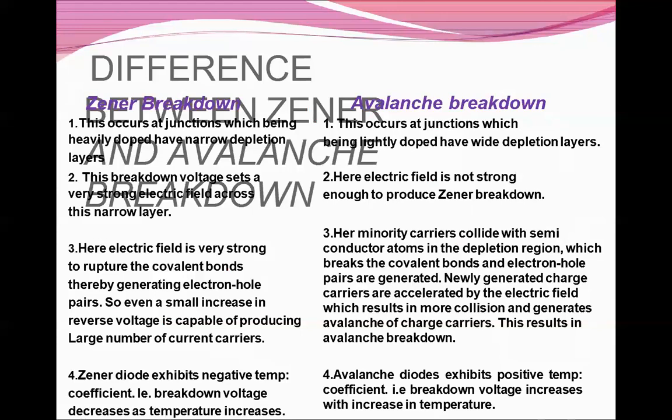Here, minority carriers collide with the semiconductor atoms in the depletion region, which breaks the covalent bond and generates an electron hole pair. The newly generated charge carriers are accelerated by the electric field, which results in more collisions and generates an avalanche of charge carriers, resulting in the avalanche breakdown. Zener breakdown exhibits a negative temperature coefficient, but avalanche breakdown exhibits a positive temperature coefficient.